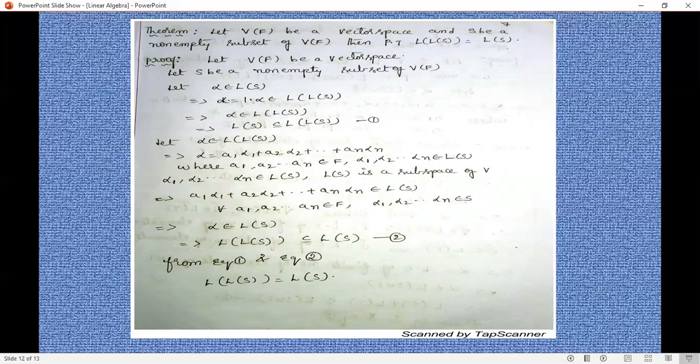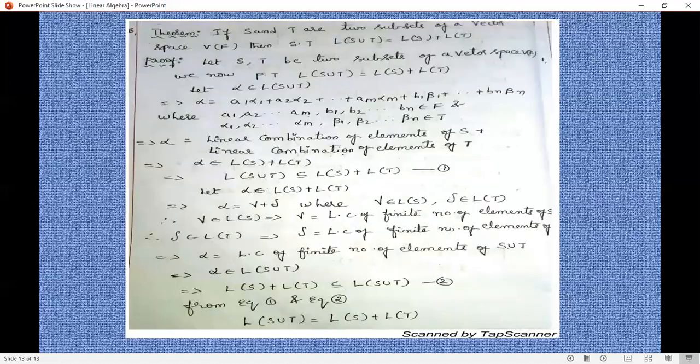What are we getting? a1 alpha 1 plus a2 alpha 2 plus so on an alpha n belongs to L of S, for all a1, a2, so on an belongs to F, alpha 1, alpha 2, so on alpha n belongs to S, implies alpha belongs to L of S, implies L of S is contained in L of S. From equation 1 and 2, L of S equals L of S. What did you understand? Let V of F be a vector space and S be a subset of V of F, then L of S equals L of S.